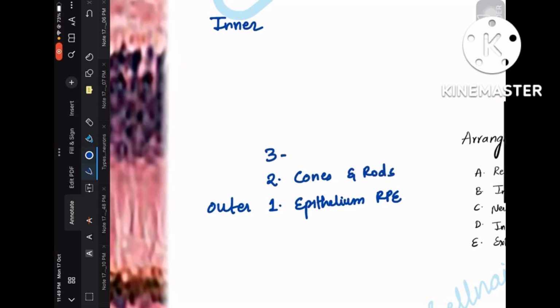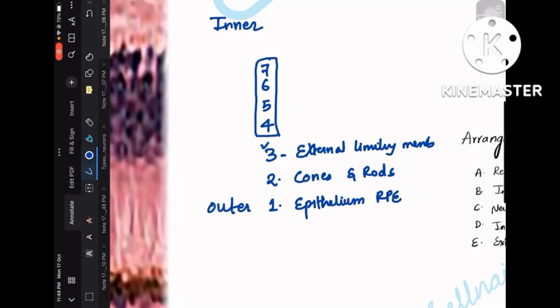And third layer, reverse the number 3. So it is like E. So that is external limiting membrane, right? And from the number 4, you have 4, 5, 6 and 7. So you have to include 4 digits from the number 4. Those are with the similar names.